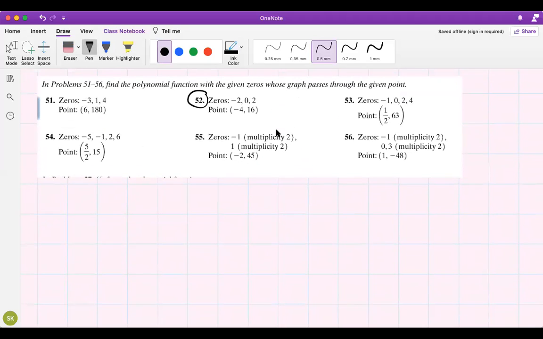In these problems, we want to find a polynomial function with the given zeros that pass through the given point.